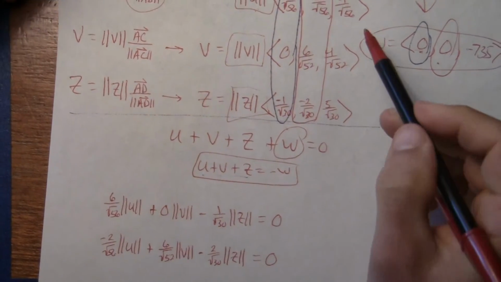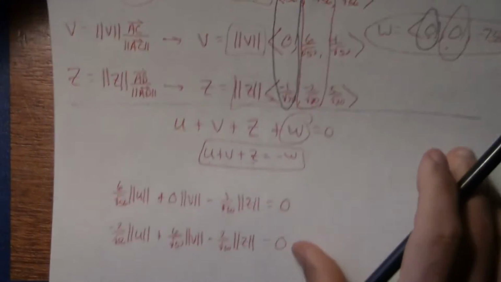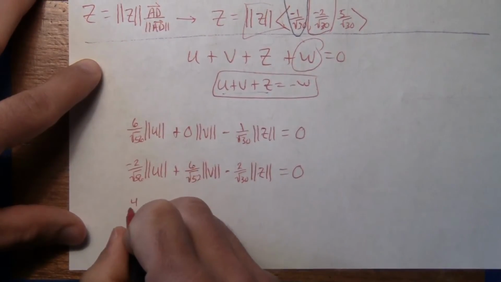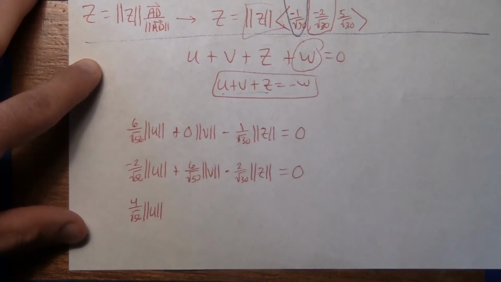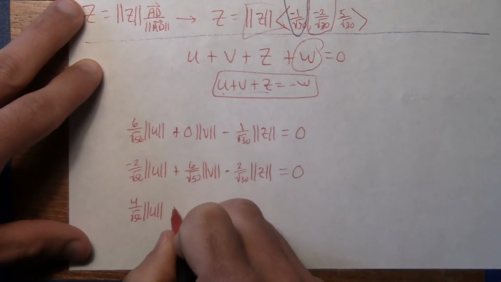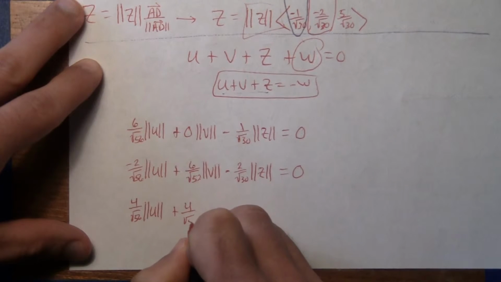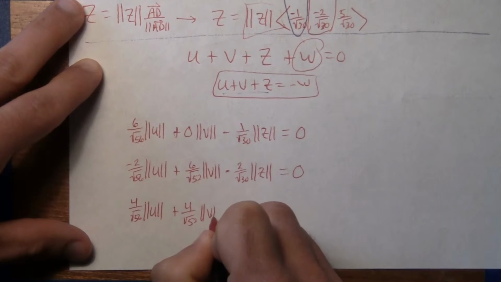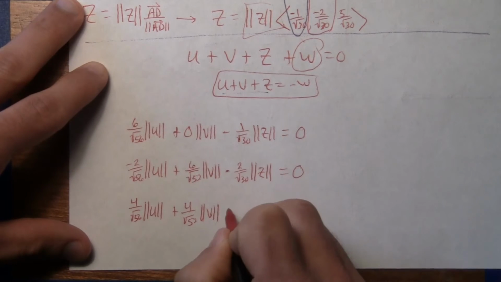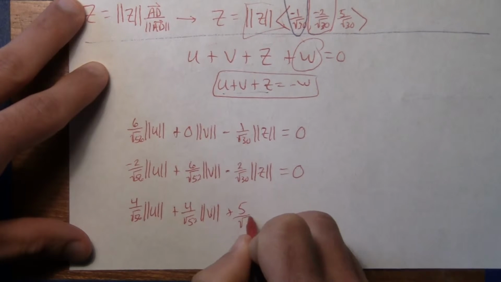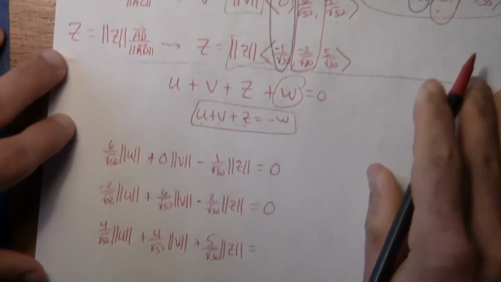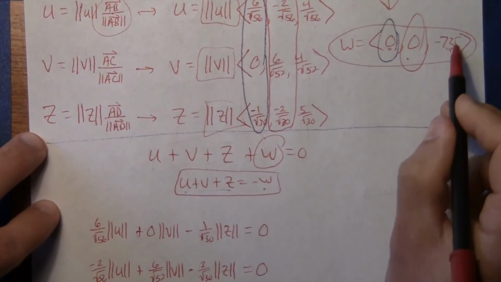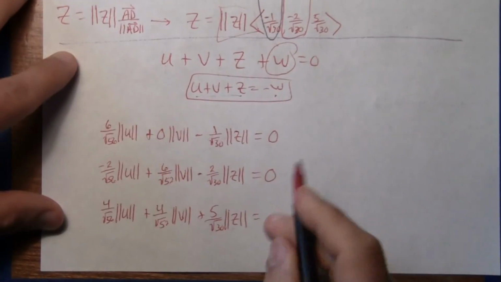And then my last equation will be the same thing with the z terms. So it would be 4 over the square root of 56 times the magnitude of the force vector U, plus 4 over the square root of 52 times the magnitude of force vector V, plus 5 divided by the square root of 30 times the magnitude of Z. And that's going to equal, remember, negative W, so positive 735.